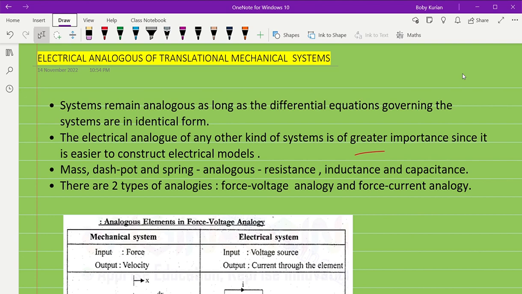Now in the case of mechanical systems, we know that there are three basic elements: mass, dashpot and spring, and these elements are actually converted to resistance, inductance and capacitance when it comes to electrical systems. Now in this mechanical to electrical conversion, two types of analogies are possible. The first one is known as the force voltage analogy. The second one is known as the force current analogy.